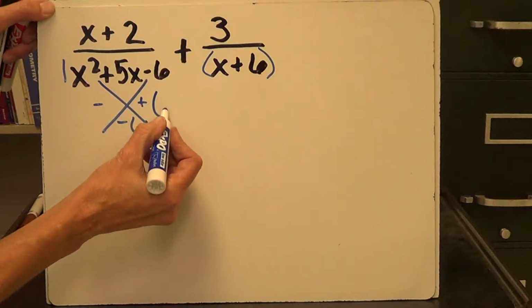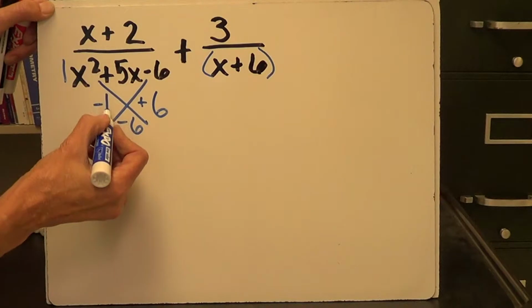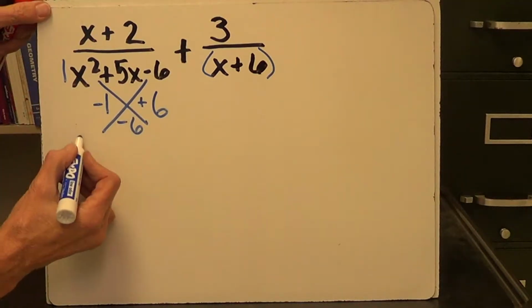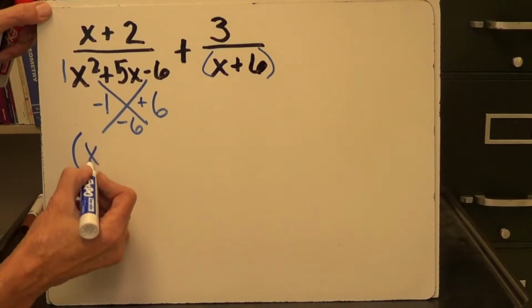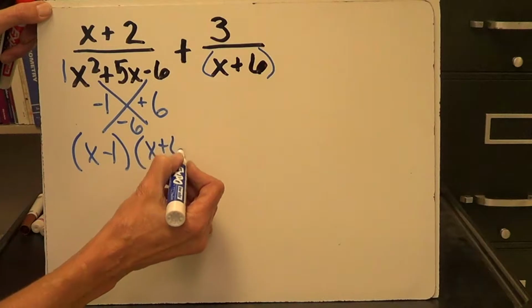The 6. The one farthest from 0 always matches the sign up here. And 6 is farther from 0. So now we take our shortcut. And we know that our factored form is x minus 1 and x plus 6.